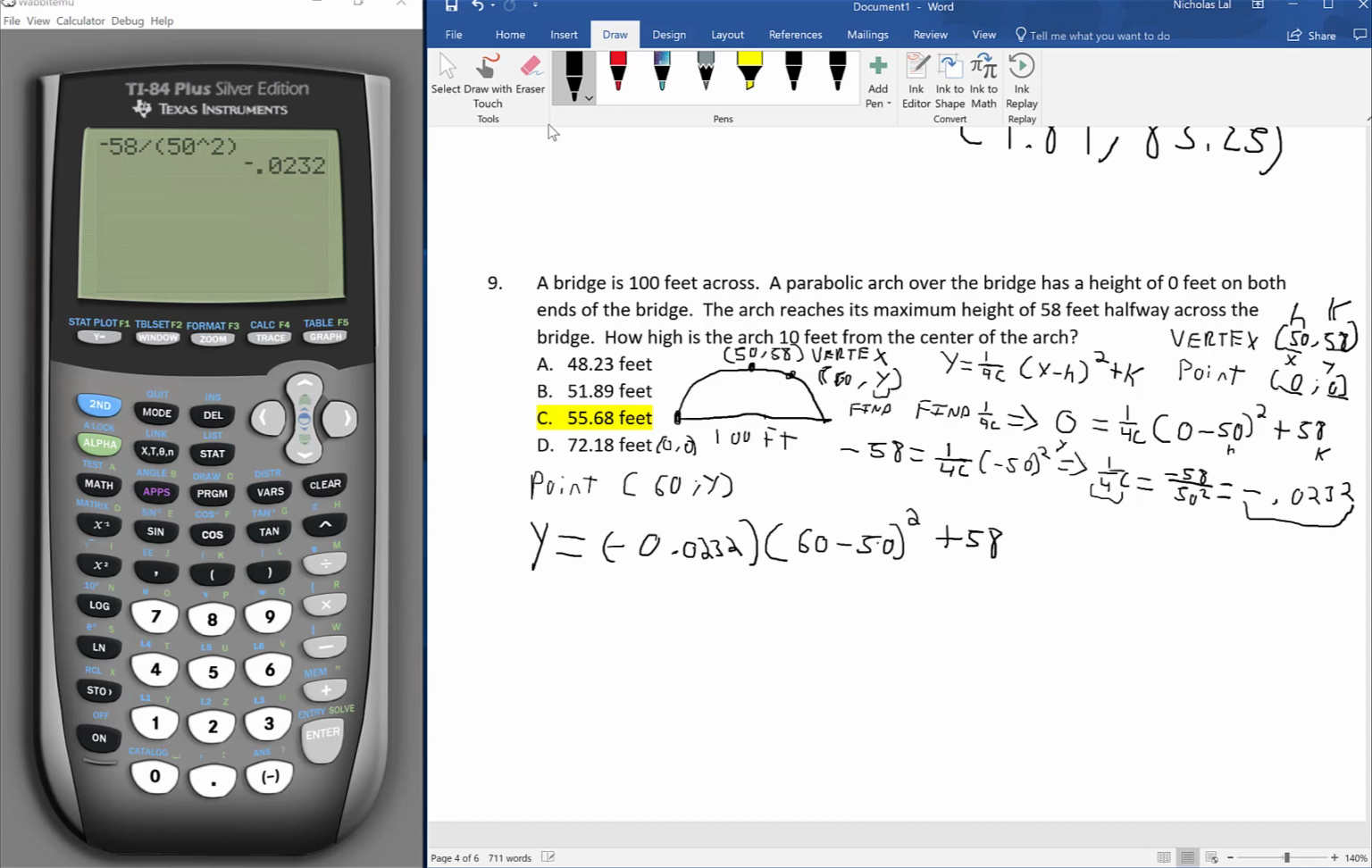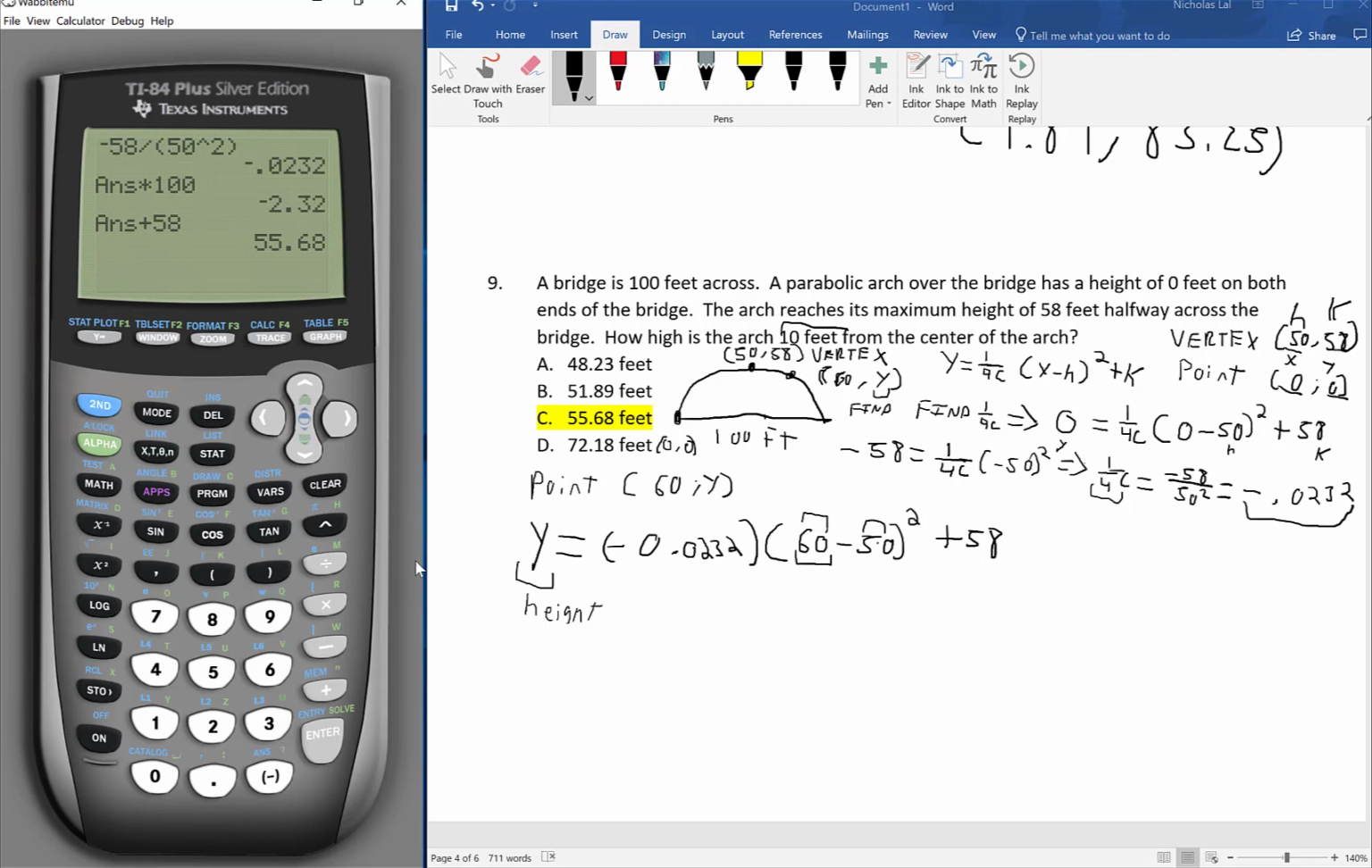So this is negative 0.0232 times, and we need to find the height of the arch 10 feet from the center. Well, the center is 50. So we find the height, the y, we're still solving for y, the height, when the x value is 60, minus h, 50 squared, plus 58. So 60 minus 50 is 10, 10 squared is 100, so we have this value times 100, plus 58, we will get the answer 55.68.